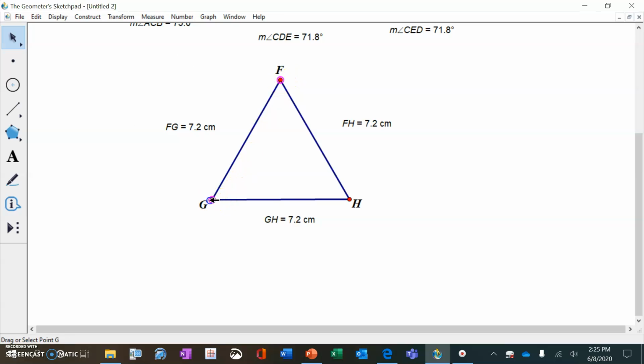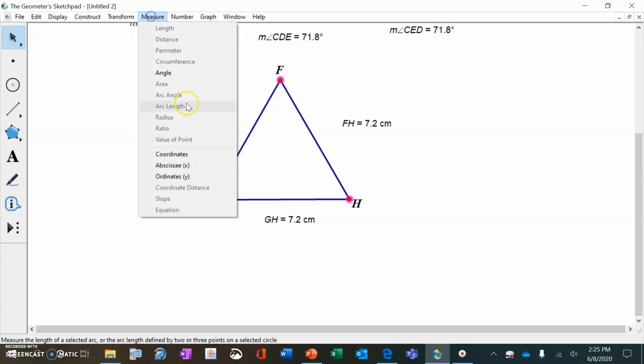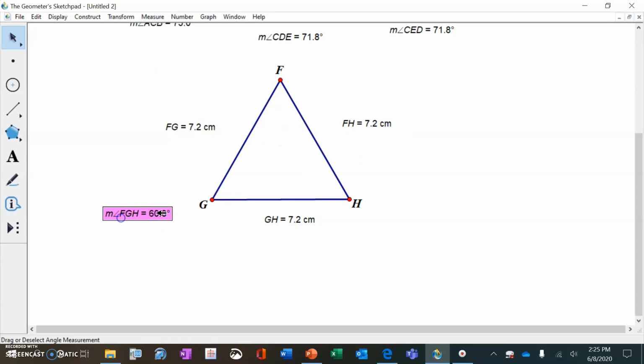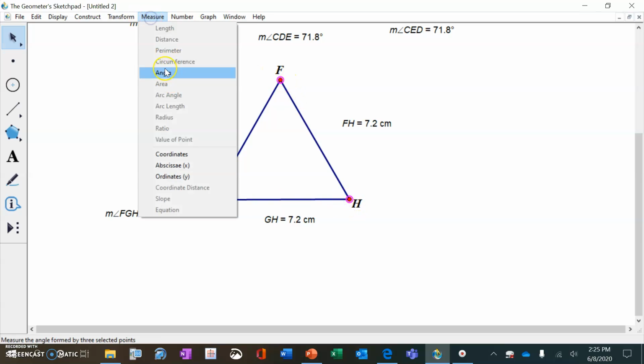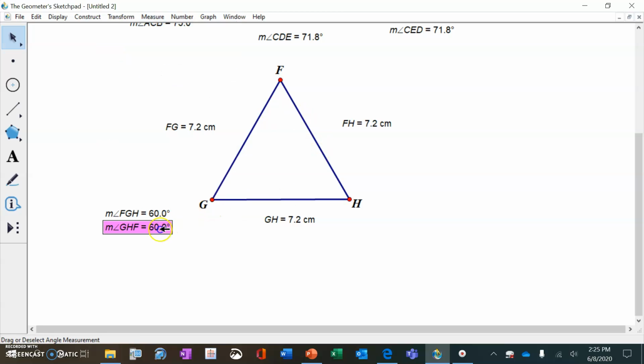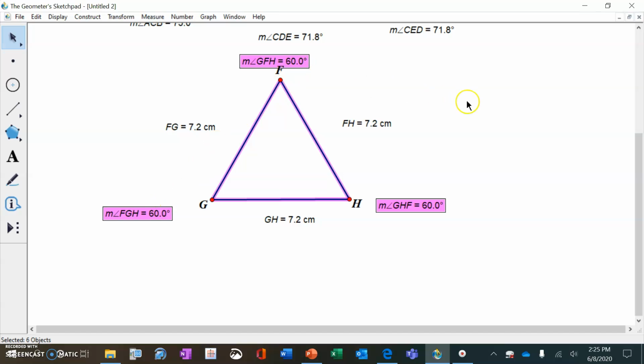So if I go F, G, H, the measure of that angle is 60 degrees. If I measure G, H, F, the measure of that angle is 60 degrees. And G, F, H, if I measure that one, the measure of that angle is also 60 degrees. So every equilateral triangle that has all three sides equal has three equal angles. So every equilateral triangle is also equiangular.